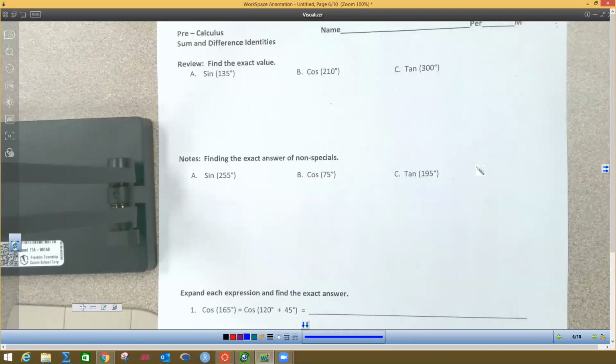I need somebody besides who told me the last one. I'm trying not to say names because I'm not supposed to put names on videos. So I want somebody else to tell me 2 angles that are on the unit circle that will add to 255 or subtract and give you 255. 15? Is 15 degrees on there? No, so that won't work. I need 2 angles on your unit circle.